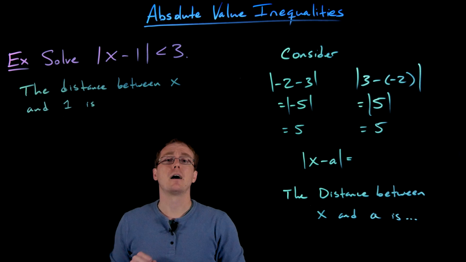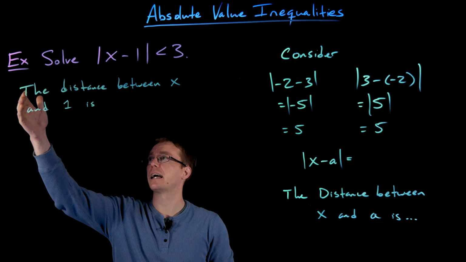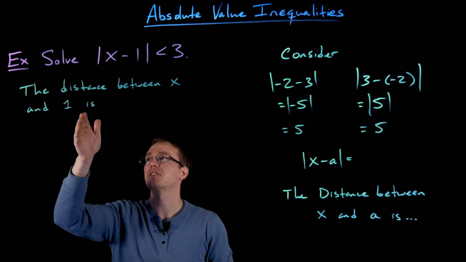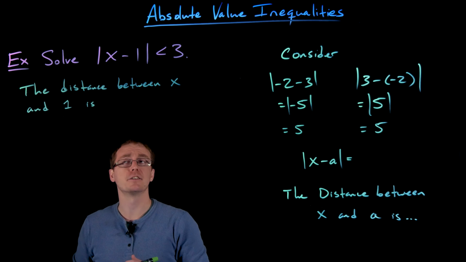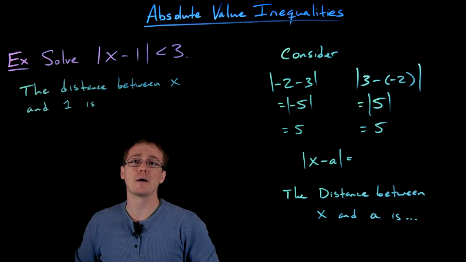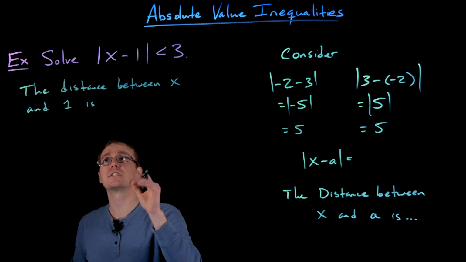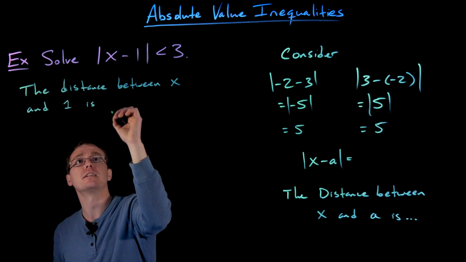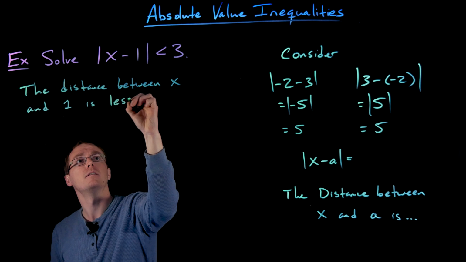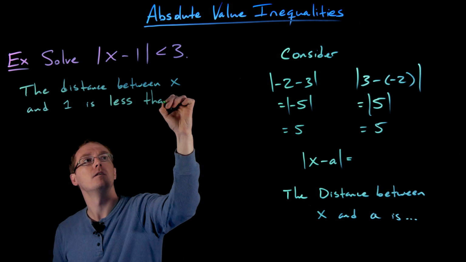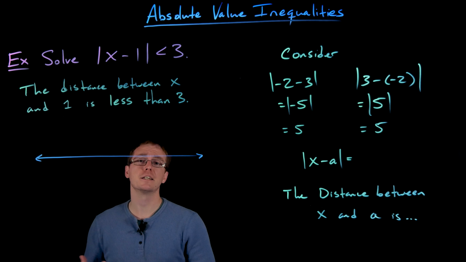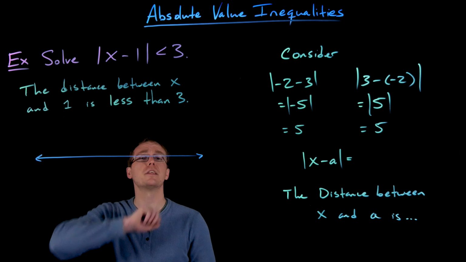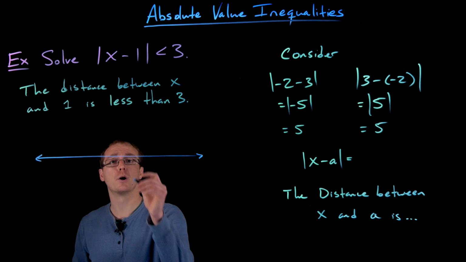And so the absolute value of x minus 1 can be interpreted as telling us the distance between x and 1 is, and then the rest of our inequality says less than 3, and that's exactly what we know about the distance between x and 1. The distance between x and 1 has to be less than 3. Or another way of phrasing that is x is within 3 units of the value of 1.